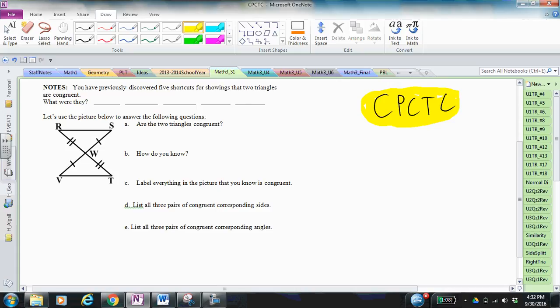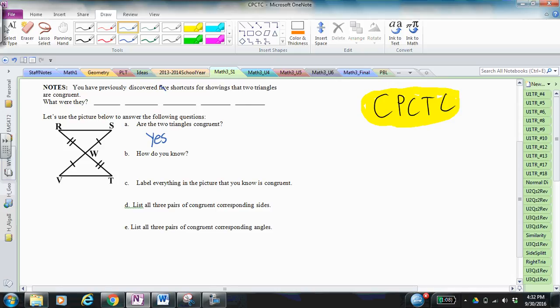So look at this diagram based on what you've learned. The question is, are the two triangles congruent? And you might say, yes, of course, they look congruent. But again, deductive reasoning, we have to have a reason based on the bank of theorems, postulates, properties that we know for sure are true to justify it. So let's think back for a second.